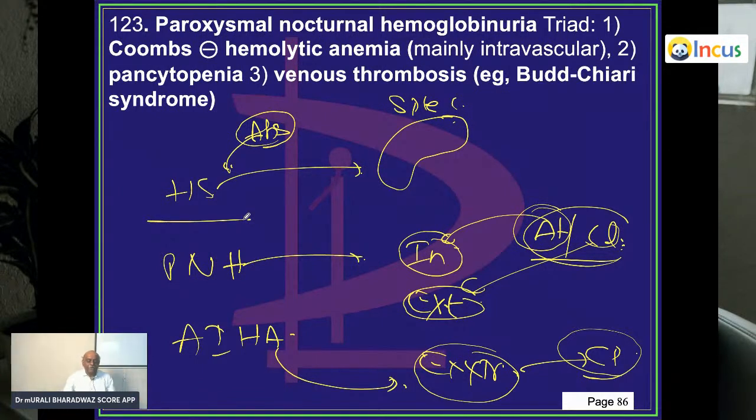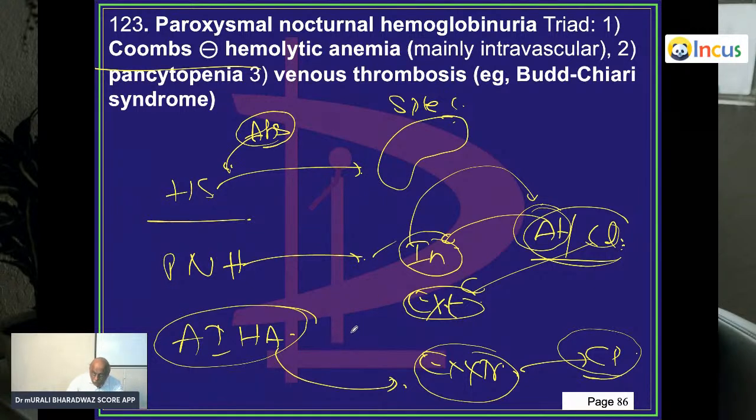Hereditary spherocytosis. Similarly, if you look at PNH, there is extravascular and intravascular hemolysis, but predominantly it is intravascular. Even this is also Coombs negative hemolytic anemia, whereas autoimmune hemolytic anemias are all Coombs positive. In autoimmune hemolytic anemia, the autoantibodies against the RBCs are of two types: warm and cold. Warm is of which immunoglobulin? Warm is IgG. Cold is M.